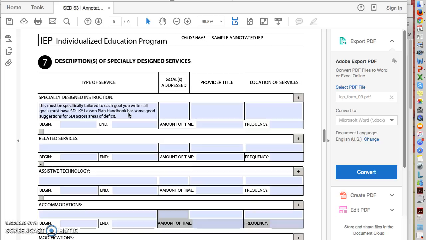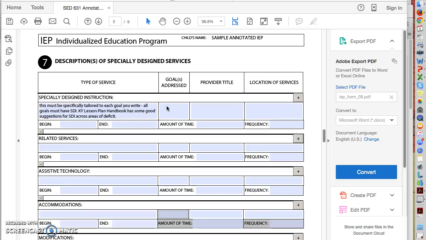You need to make sure that for every goal that you write, and again, you're going to have a goal for every area of eligibility, make sure you address all those areas. You'll need goals and benchmarks that specifically target those, and the specially designed instruction must match every goal. So if you've got specially designed instruction in language arts and both reading and writing, because that's the student's area of eligibility, then that might be goals 1 and 2.